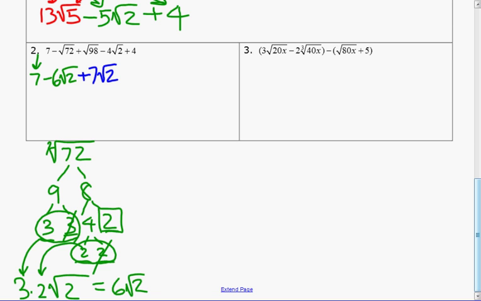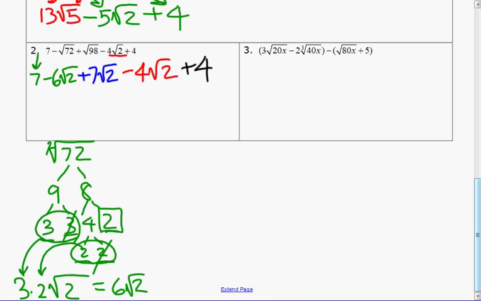And then negative 4 square root of 2, that next term, well this one, the 2, nothing will be pulled out under the radical, so that's already simplified, so we'll just bring it down. So we have a minus 4 square root of 2, and then we also have this plus 4 at the end.